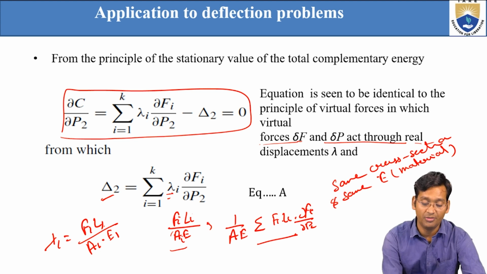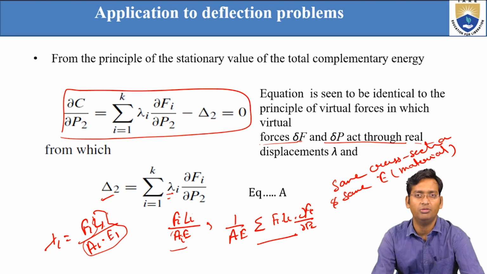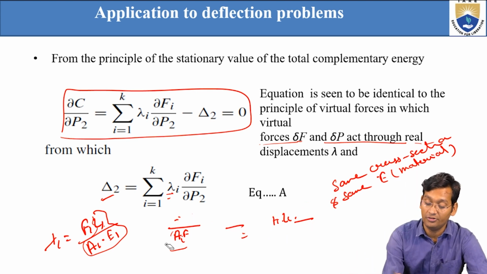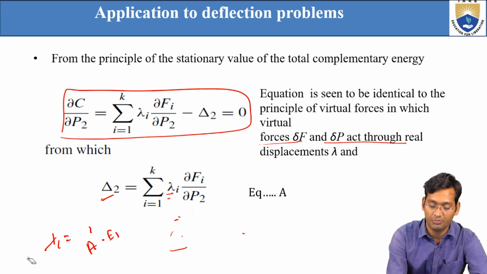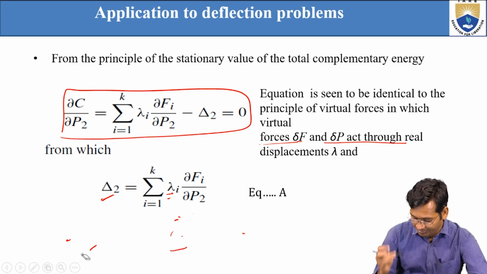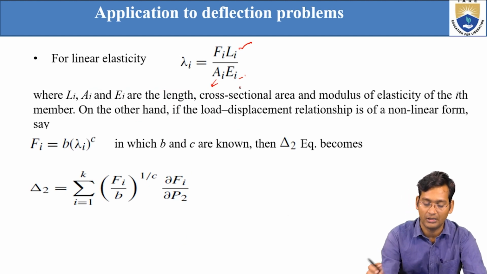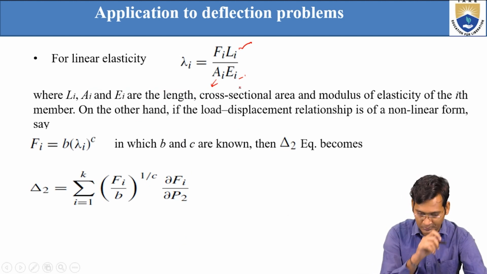If the length is also the same, then again you can take this common. Then only Fi will be there, meaning F1 plus F2 plus F3, and so on, depending upon the given condition. So I just derived it here with the normal condition. If any particular condition is given, you can use that.